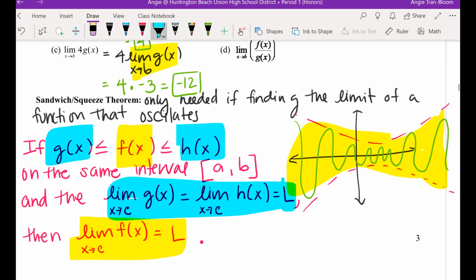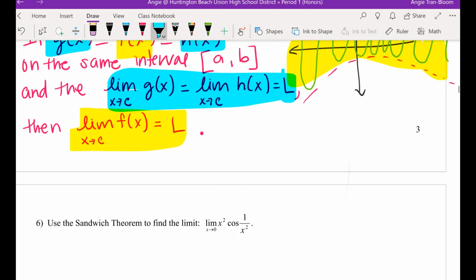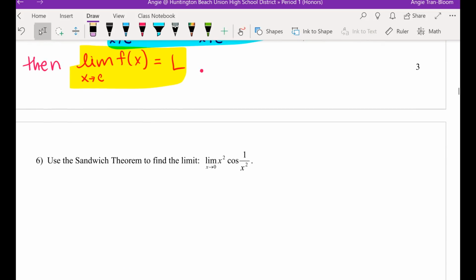We will definitely apply this, okay? So here are the steps. I'm going to spell it all out for us. Are you ready? Use the sandwich theorem to find the limit. Here we go. The limit of x squared times cosine of 1 over x squared as x approaches 0. Woo. All right. I'm going to write it all out for you. Are you ready?